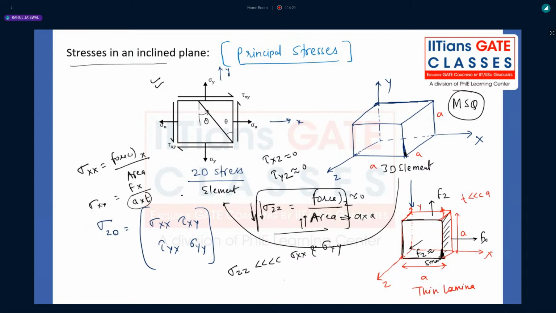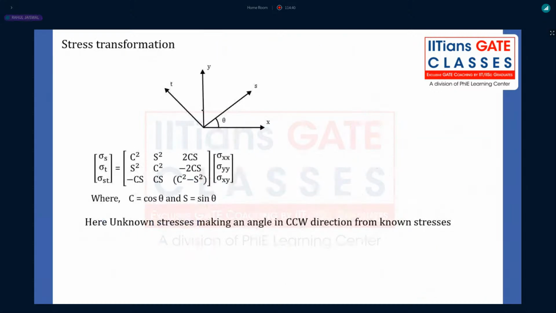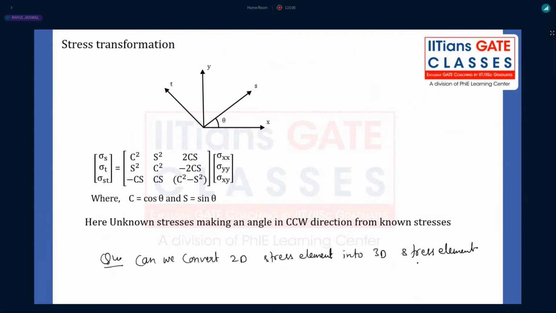If I ask you at this point one question: can we convert a 2D stress element into a 3D stress element? Option A is yes, option B is no.